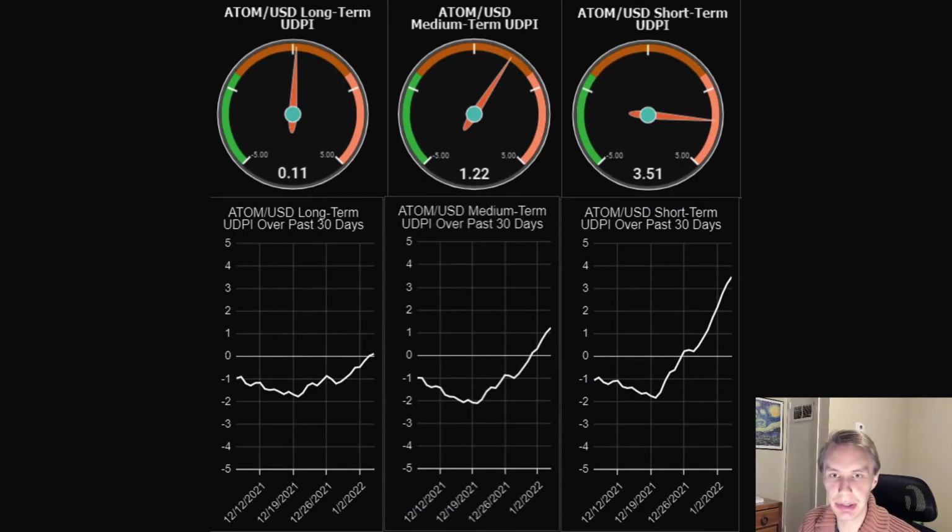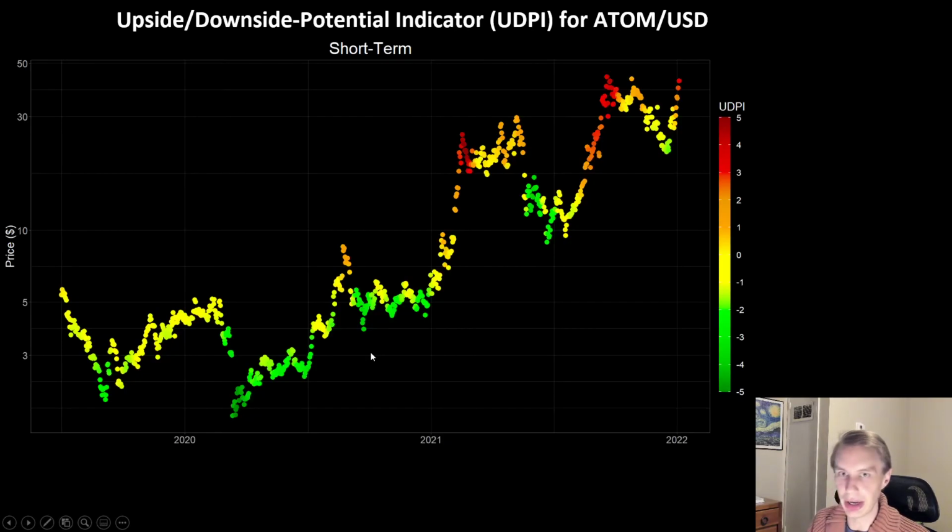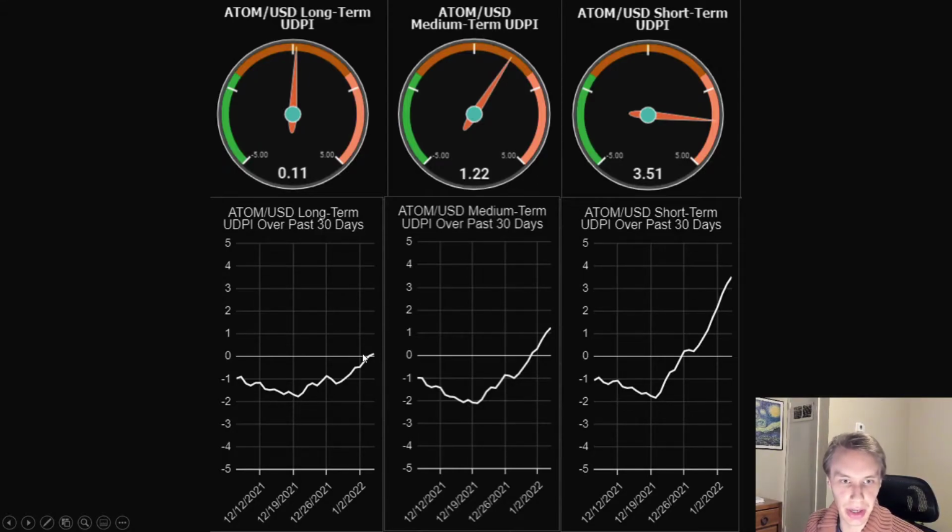So to wrap us up, I want to talk a little bit more about the exact levels and also compare the different versions of the UDPI that we're monitoring for Atom. What we can see here is that the longer-term Atom risk is increasing, which is to be expected. As you're going up to break an all-time high, you would expect risk to be rising across the time frames. But you'll notice that it's not getting incredibly concerned yet.